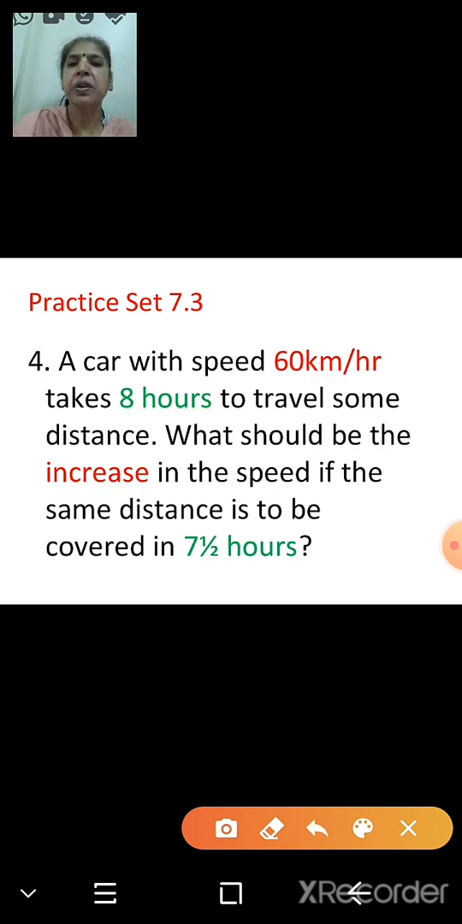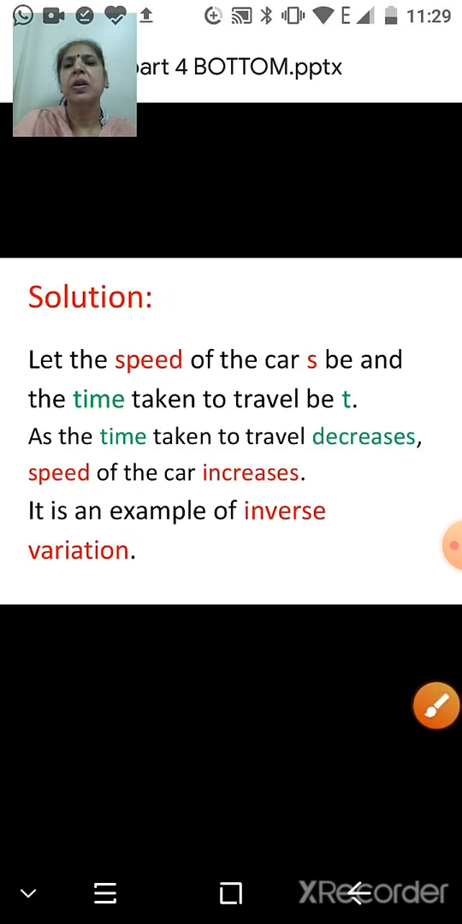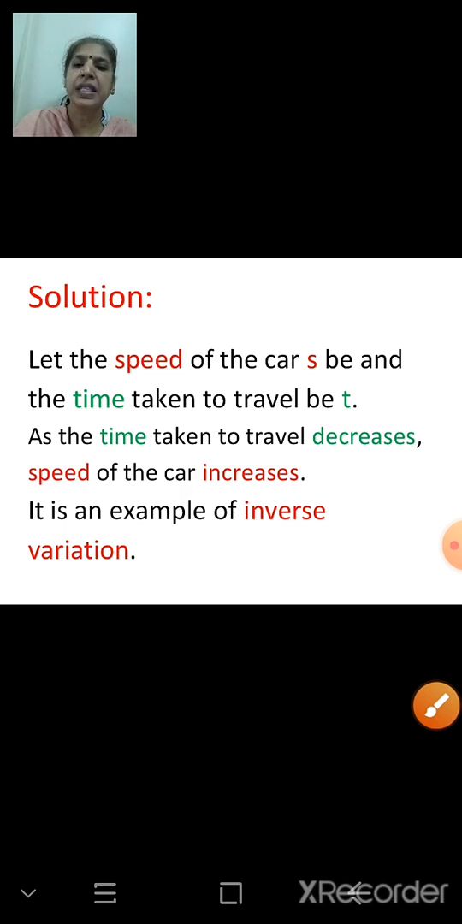So, what are we going to do? Solution. First, we are going to assign the variables. Let the speed of the car be s. Time taken to travel be t. And we know we can take any variable. Now, we have to find which variation it is. As the time taken to travel decreases, because first it was given 8 hours, now it is 7.5 hours, so time decreases, speed increases.